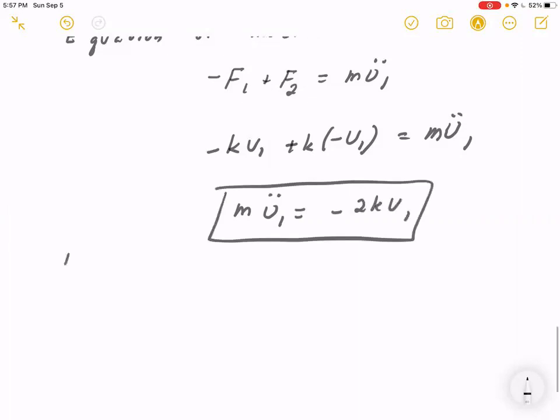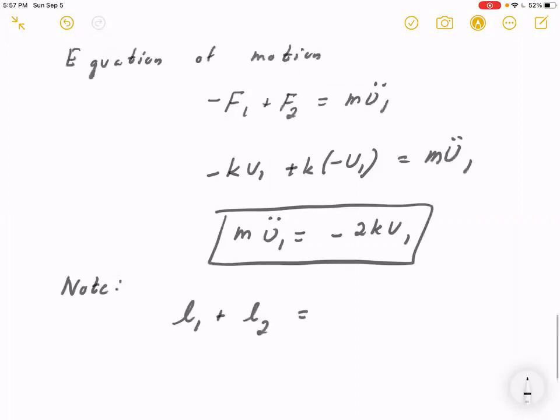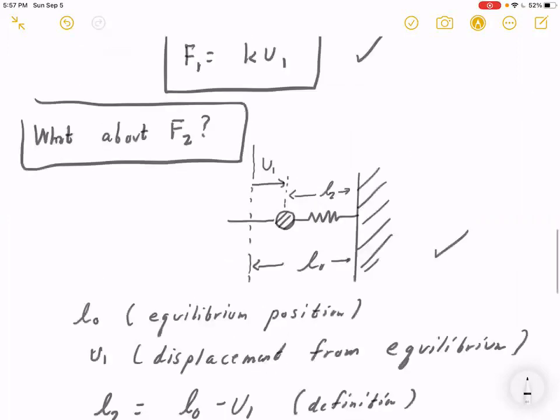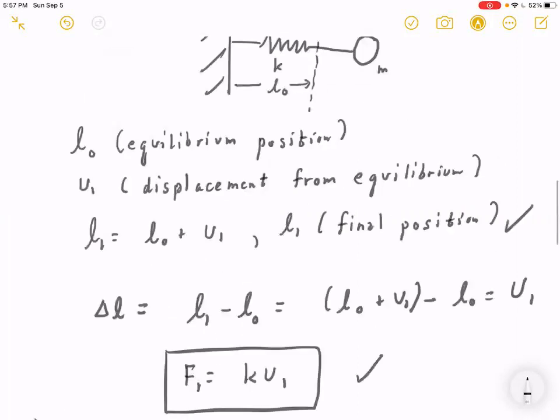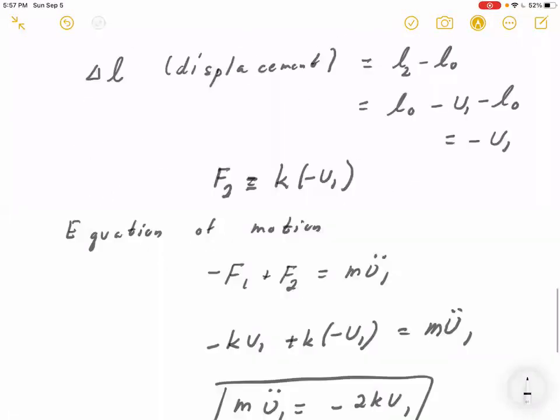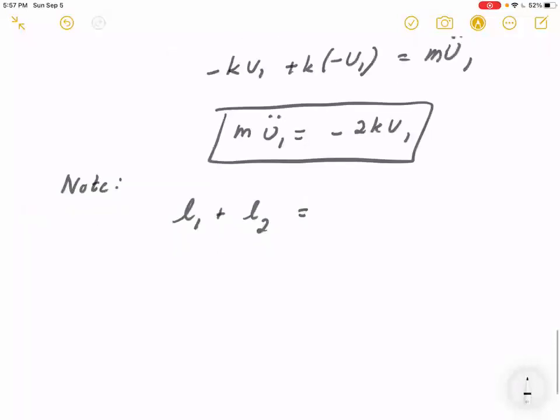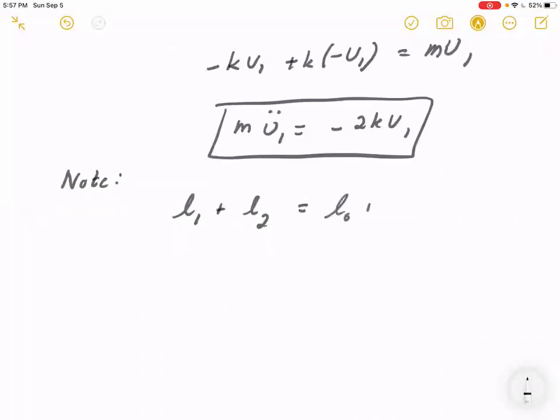So note, there's a very neat check that you can do in this problem. If you add L sub 1 and L sub 2 together, so here's L sub 1, here's L sub 2, if you go to the trouble of adding those together, you get L naught plus U sub 1 plus L naught minus U sub 1, and that's going to be equal to 2 times the equilibrium position, which is a great check. That's exactly what it should be.